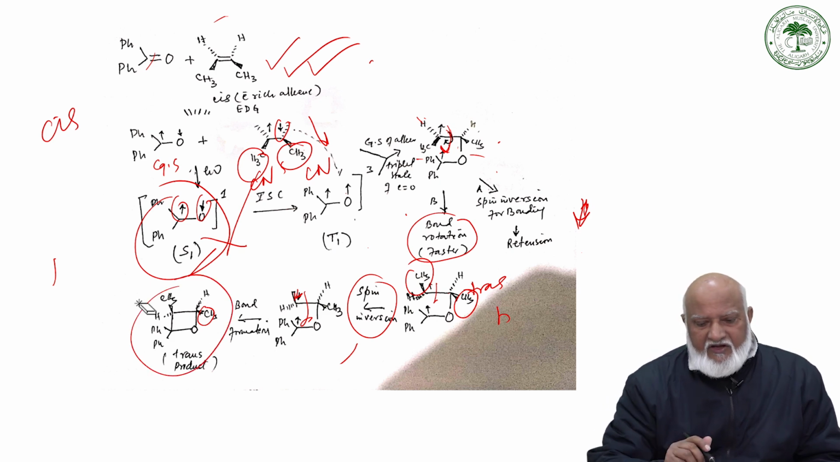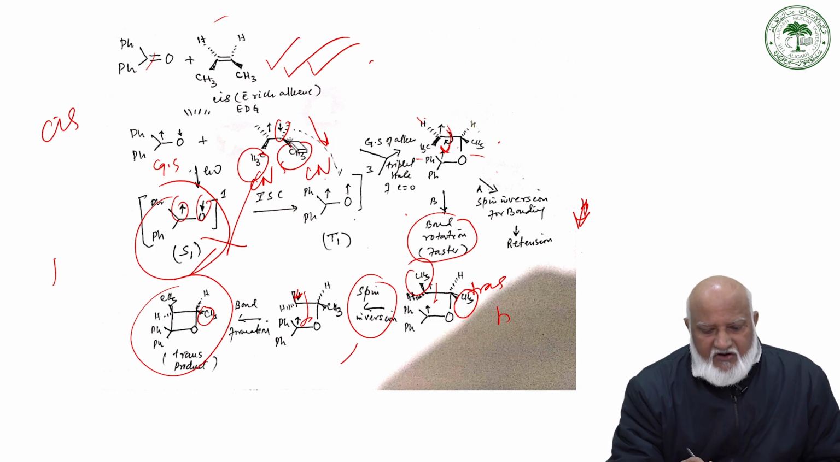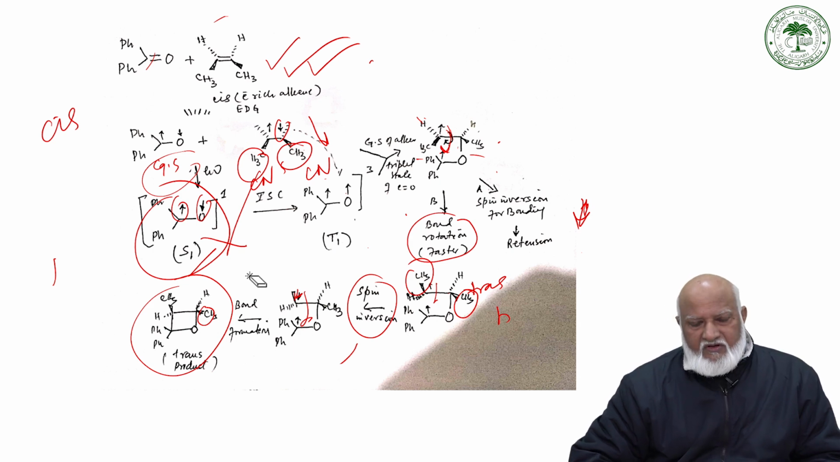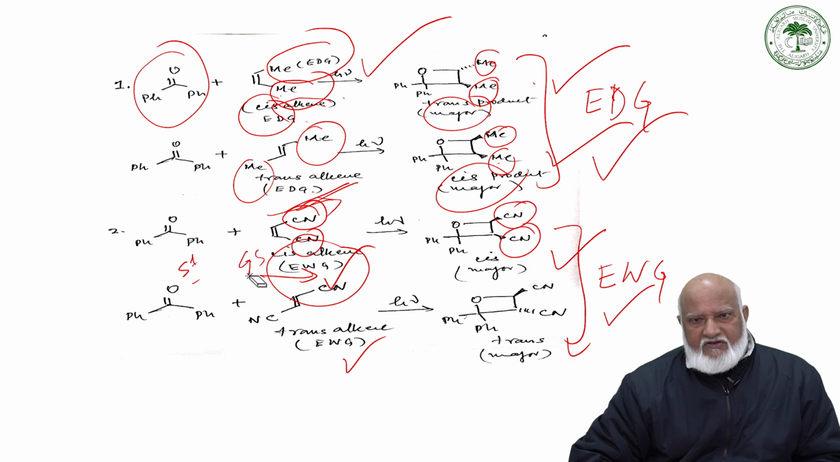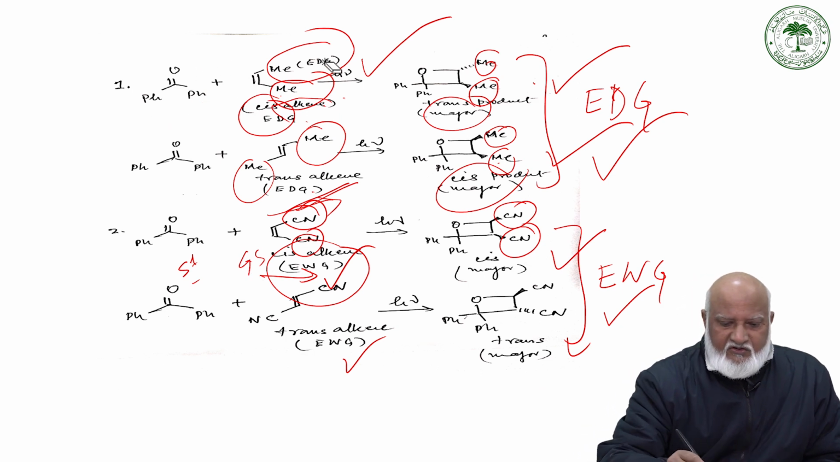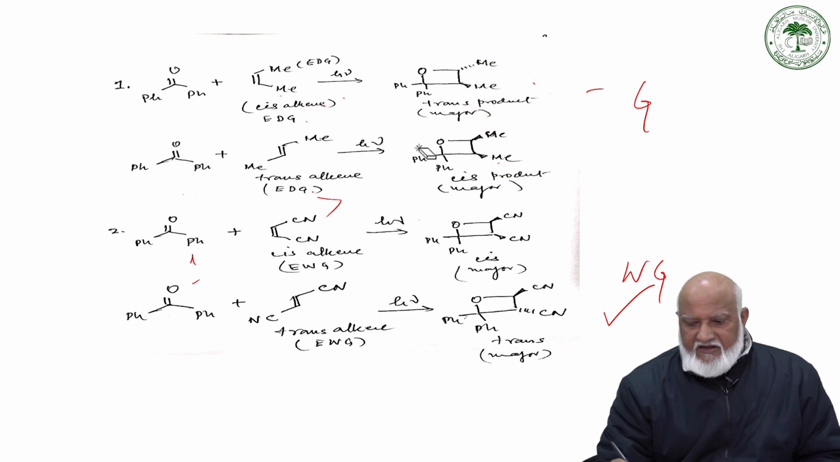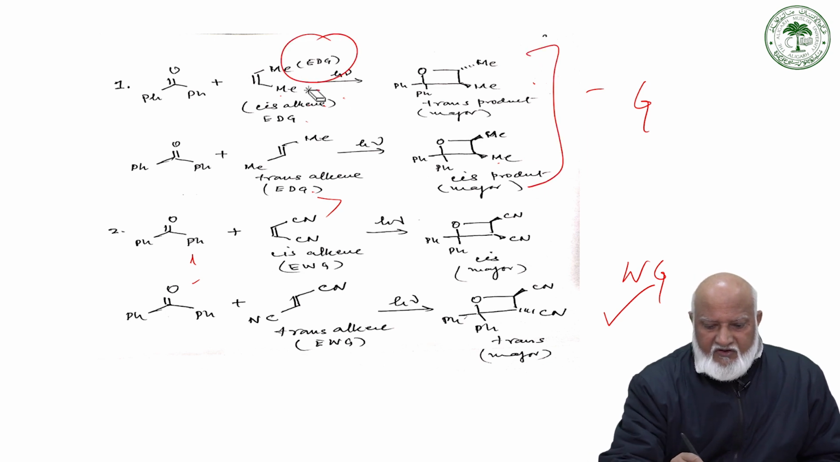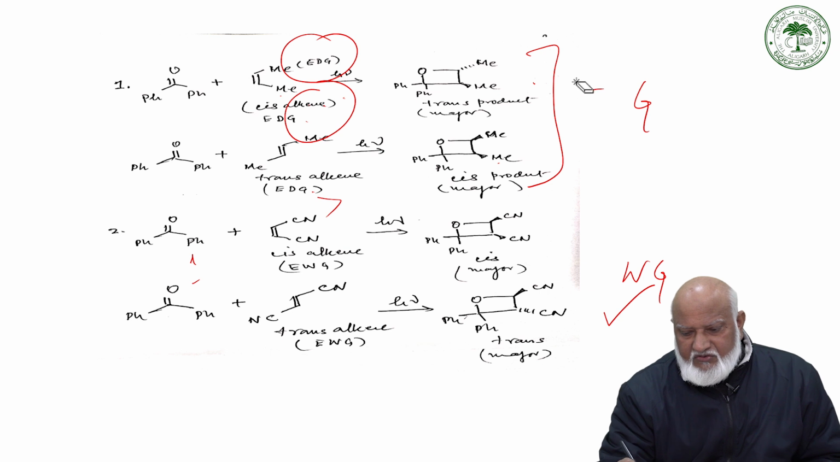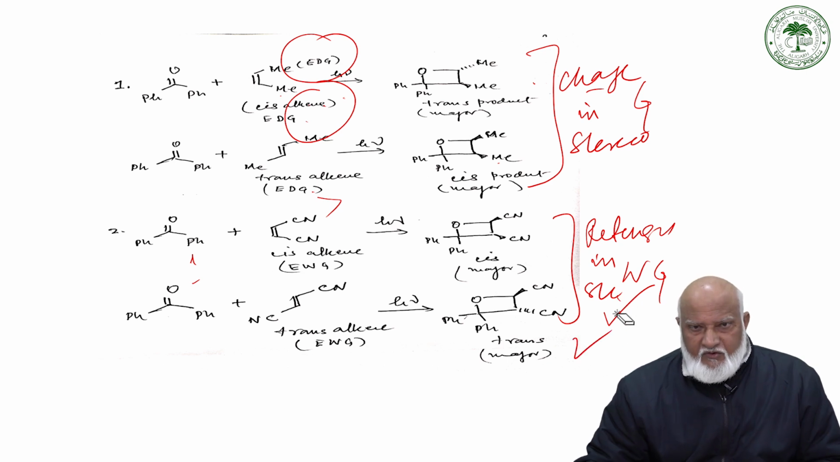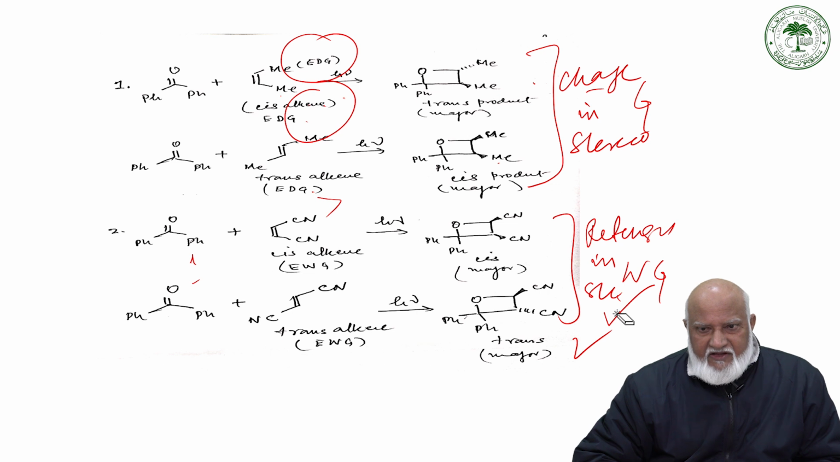On the other hand, when we have an electron withdrawing group, the ground state reacts with the excited singlet state, and hence it need not undergo spin flip, giving no change in the stereochemistry. So this is the overall conclusion as far as the stereochemistry in the product formation of oxetane formation is concerned. In the electron donating group there is a change in stereochemistry, and there is retention in stereochemistry in the product in the electron withdrawing group.